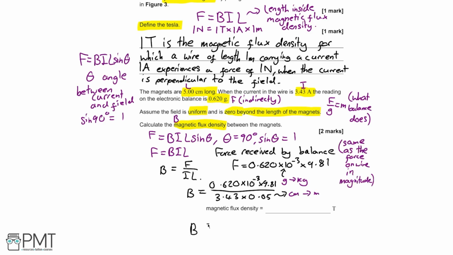So doing that calculation, we find that B is about 0.035467, and so on, which, to the degree of precision of data given in the question, which is 3 significant figures, because all pieces of data are given to 3 significant figures here, we have 0.0355 Teslas.